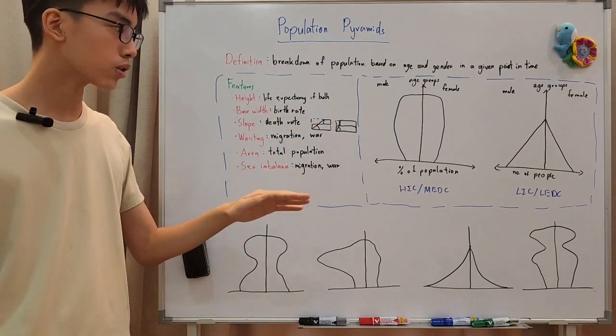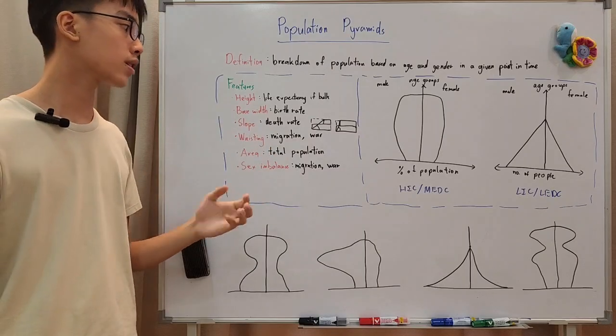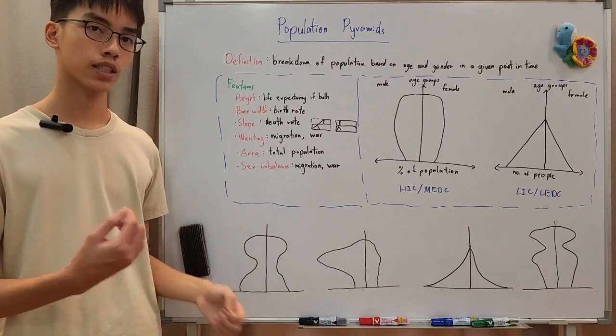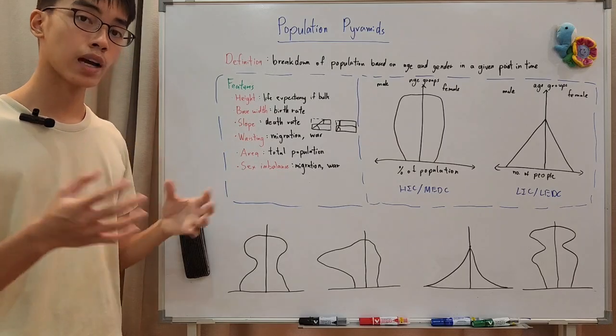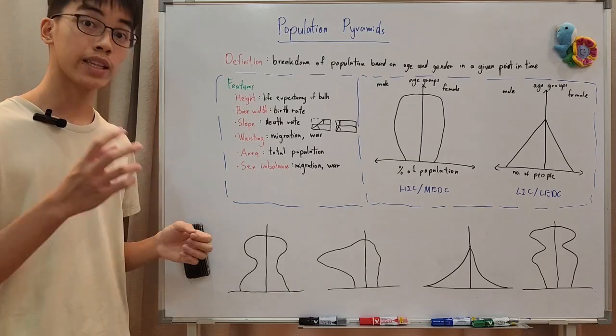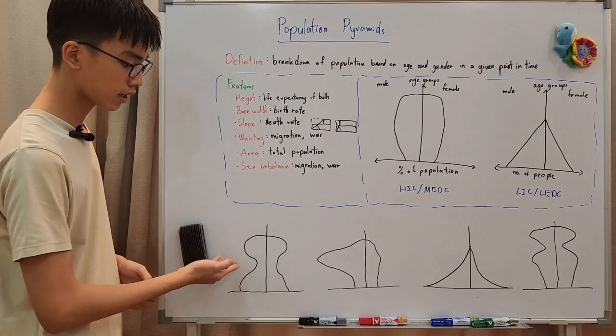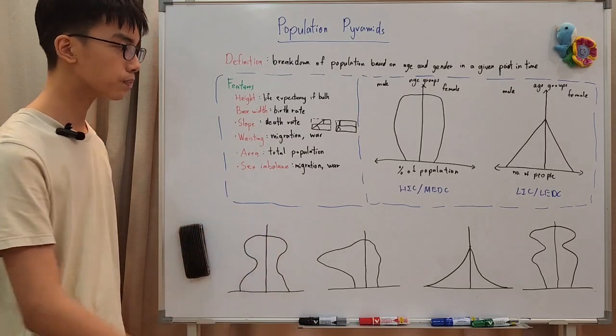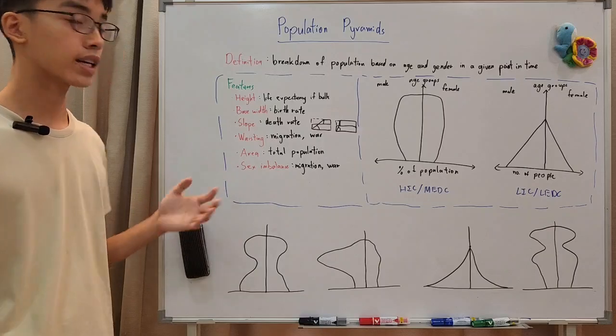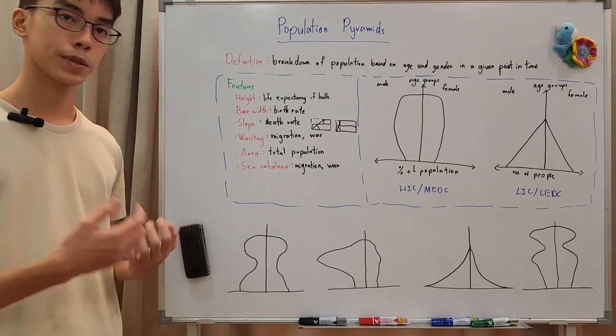So the gentler your slope is, the flatter your slope is, the higher deaths you have, and vice versa for steeper ones. As for wasting, wasting is just the narrowing in the middle of your population pyramid. As you can see down here, it's the middle that is decreasing rather than the top or the bottom. And that can suggest there's migration or maybe war.